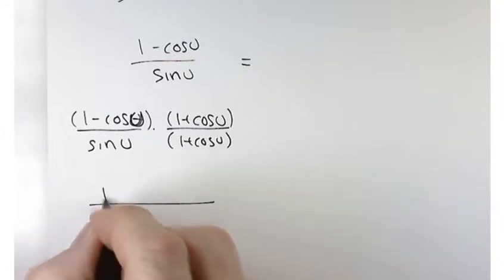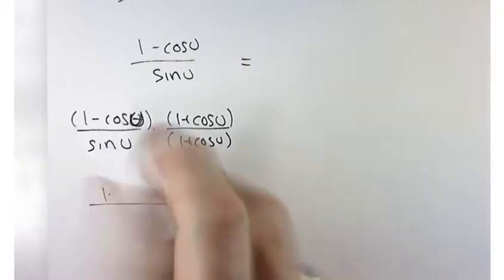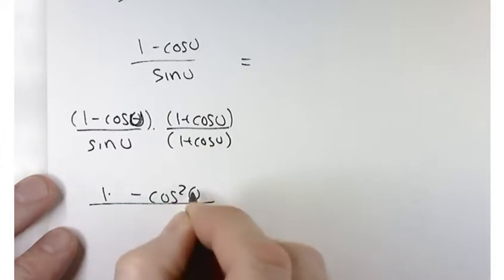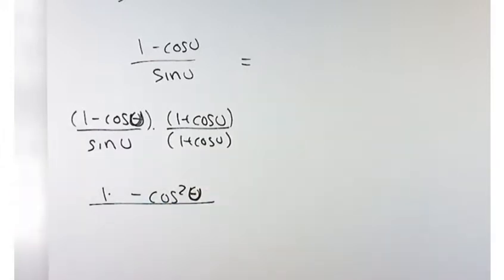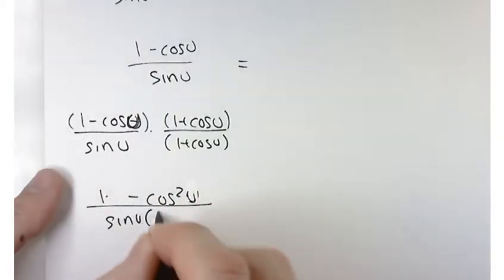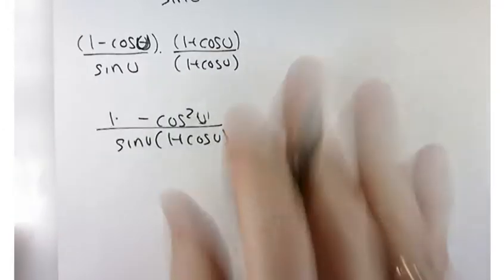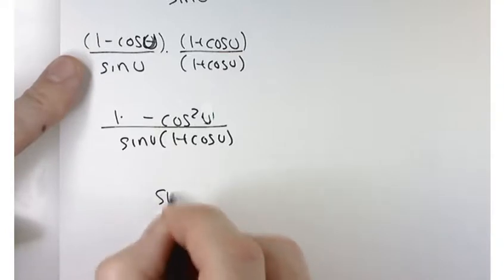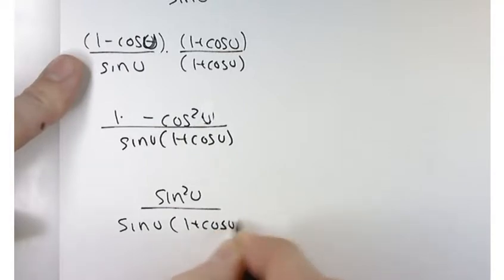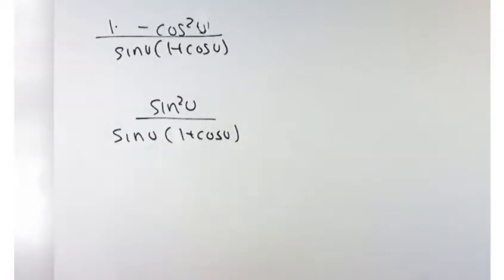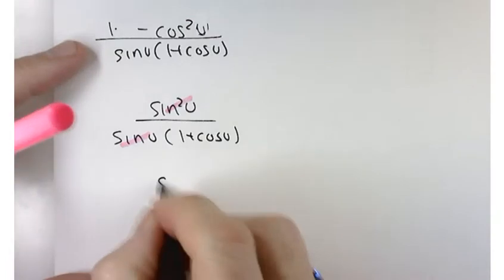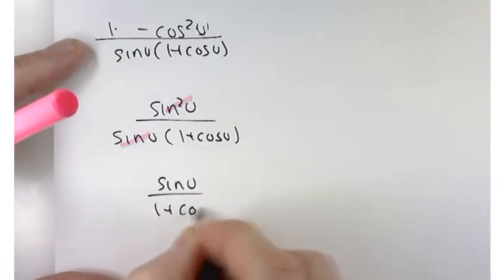The numerator is just going to be 1 plus cosine of u minus cosine of u. They're going to cancel, so it's going to be 1 minus cosine squared of u, over sine of u times 1 plus cosine of u. And this is sine squared of u over sine of u times 1 plus cosine of u. And one of the sines cancels out, right? So, sine of u over 1 plus cosine of u.